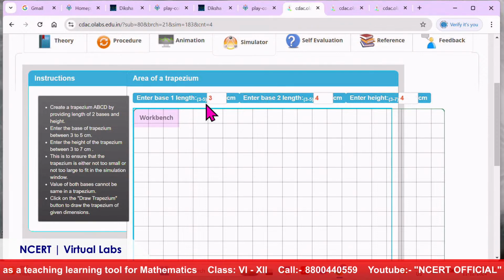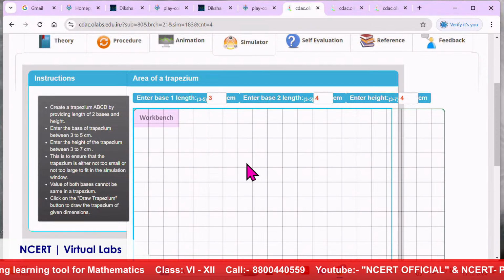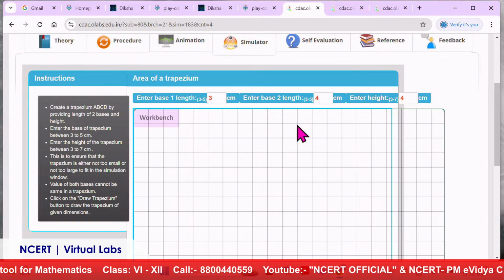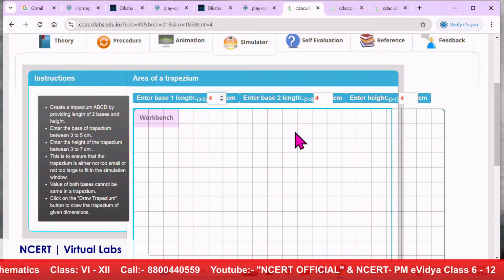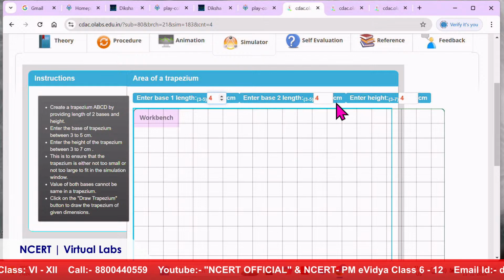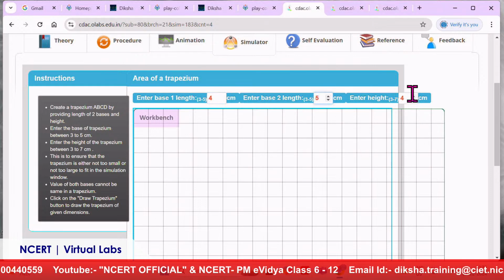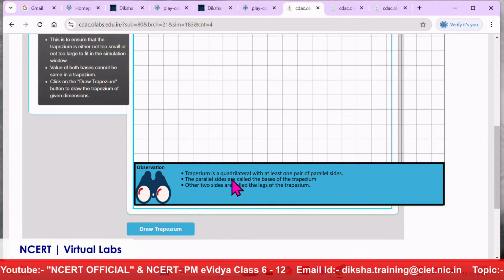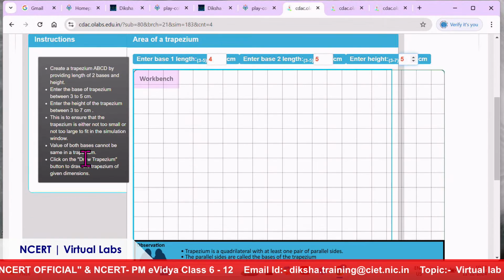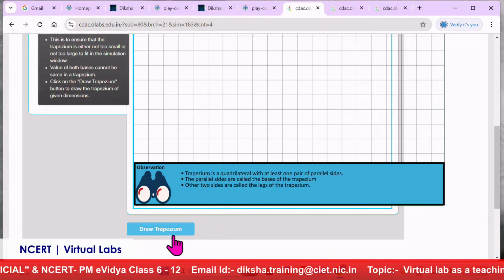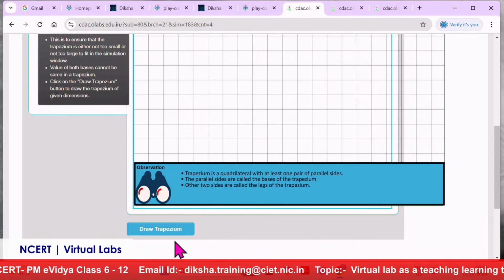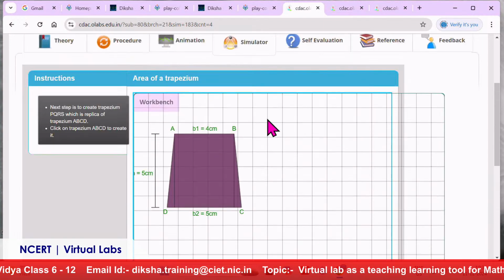If we want to create a trapezium, then we have to enter the base length. I am putting the base length here, and the second base length I am taking as 5 centimeters, and we have to enter the height also. When you read the instructions, you will see that you have to click on draw trapezium. Just a single click, and they get the trapezium.